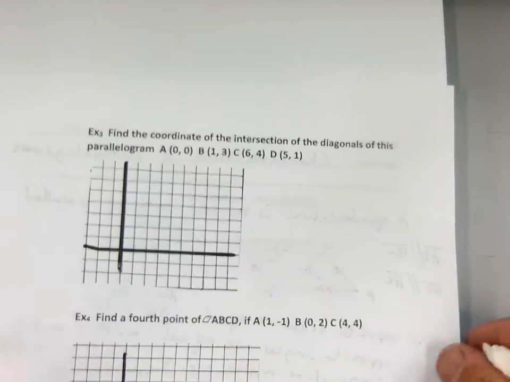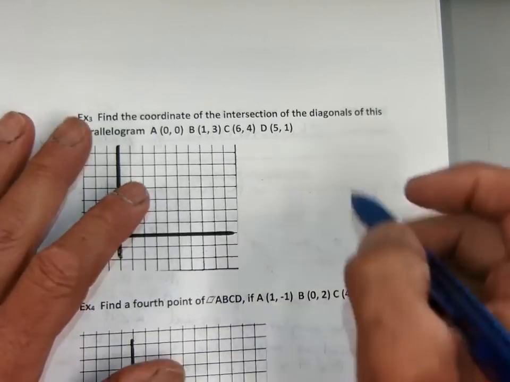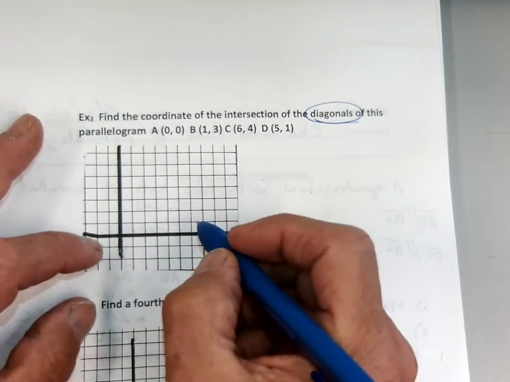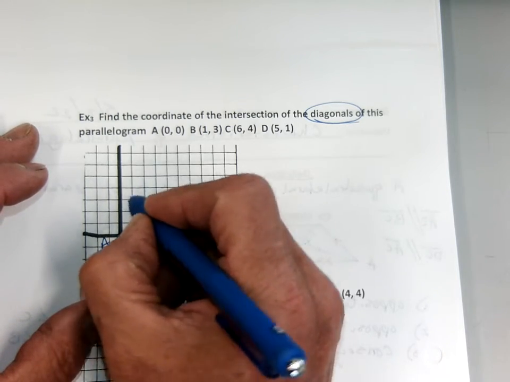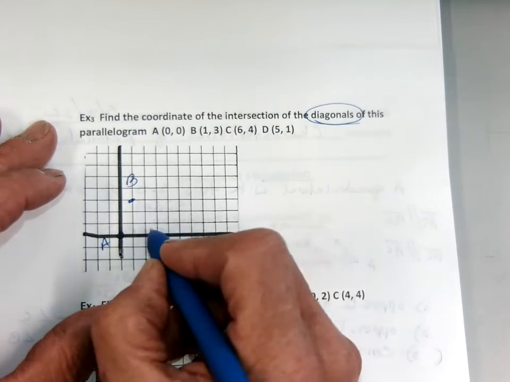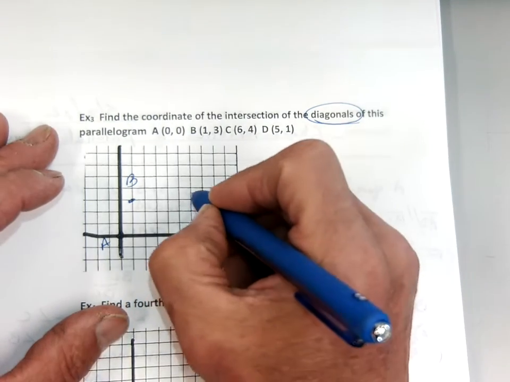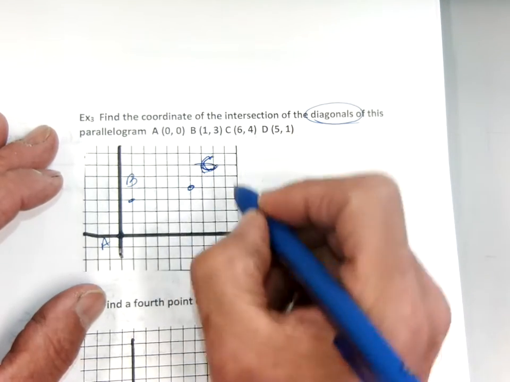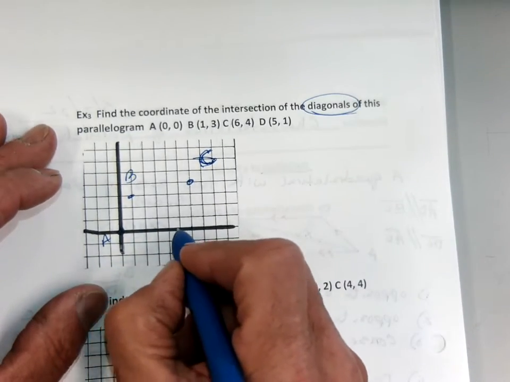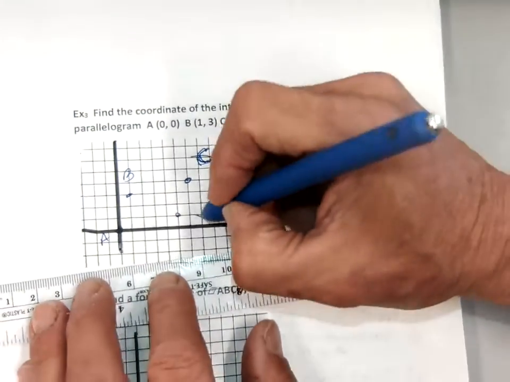All right, now, okay, find the coordinate of the intersection of the diagonals of this parallelogram. Okay, we're looking for the diagonals, but let's graph first. Point A, 0, 0, right there. B is 1, 1, 2, 3. There's B. C is 6, 4. 1, 2, 3, 4, 5, 6. 1, 2, 3, 4. There's C. My bad. It's Monday. D is 5, 1. 1, 2, 3, 4, 5, 1. Okay. All right. Let me go ahead and connect the dots. There's my parallelogram.